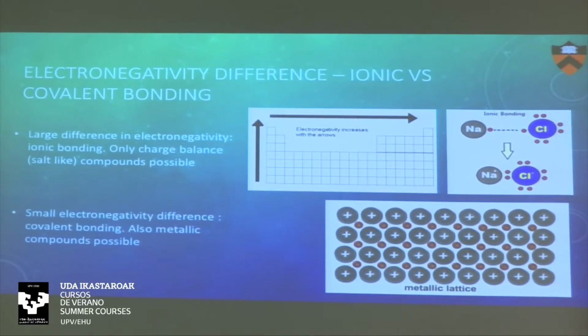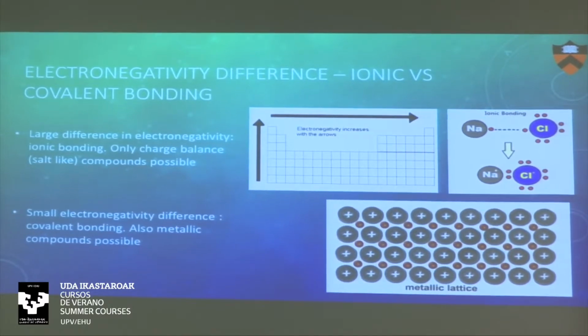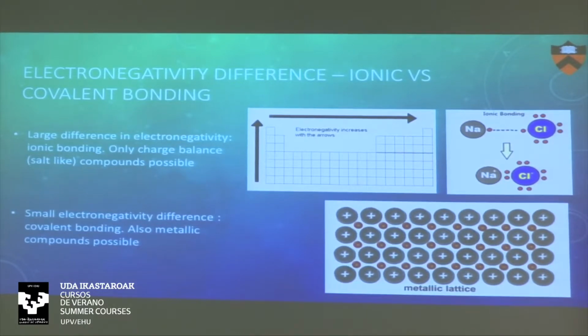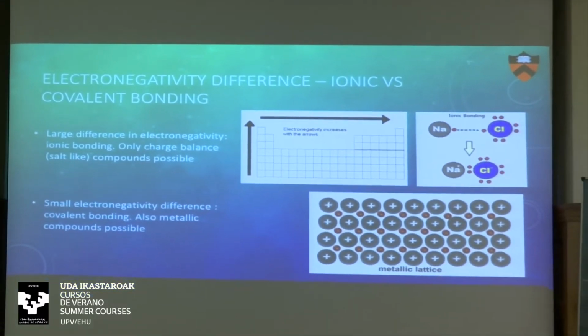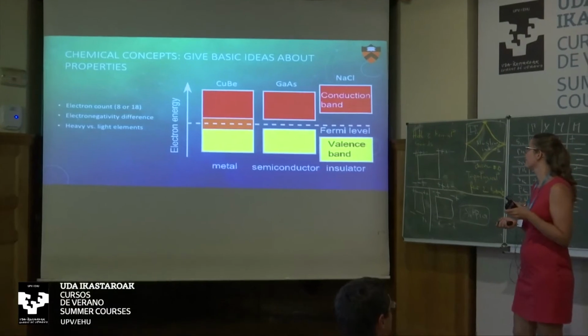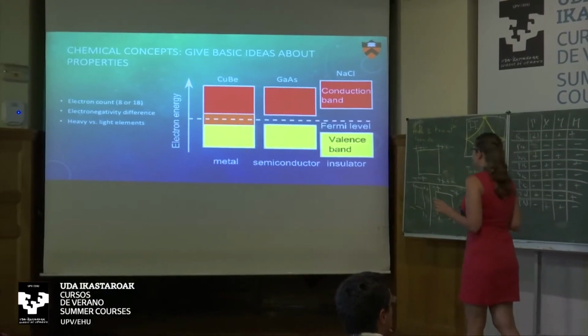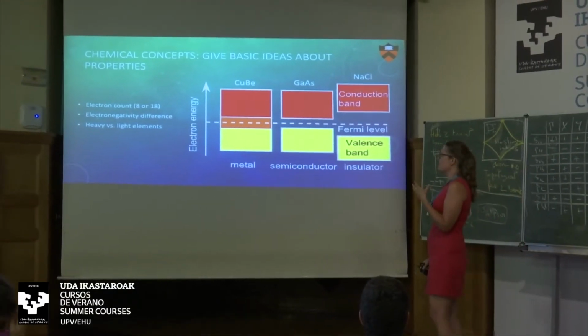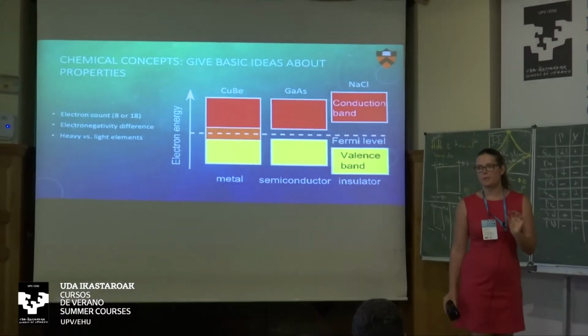And if I have compounds which are made either of only one element or of two which are close to each other, then it's more likely that they form metallic or covalent bonds and not ionic ones. So this is also some kind of feeling you get. And very important, whenever you have salt-like structures, they have to be charge balanced. Your electron count has to match. Otherwise, maybe not.